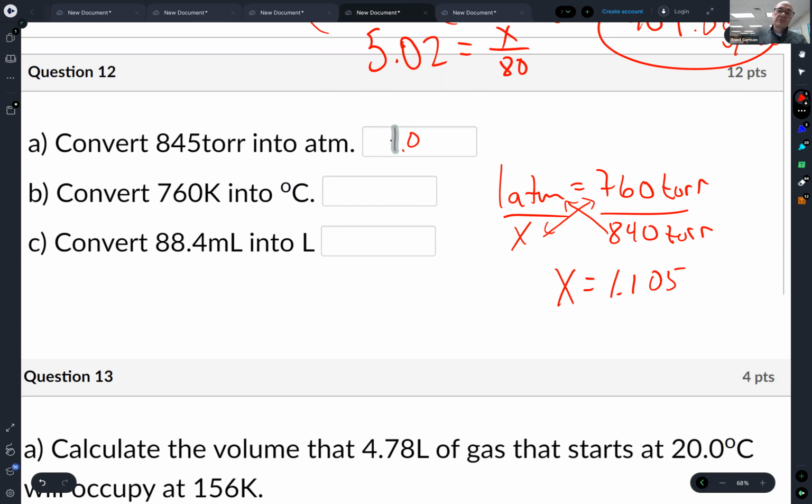Now, as far as converting Kelvin to Celsius, you subtract 273. You go in the opposite. So 760 minus 273 gives me 487. Converting milliliters into liters, divide by 1,000. So I would end up with 0.0884.